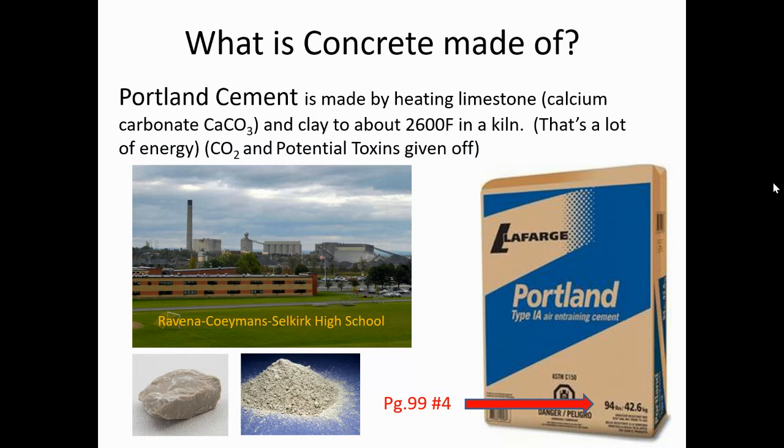So now we get to the ingredients. The main ingredient, the secret ingredient to concrete is Portland cement. Portland cement is made from limestone, which is a rock. What they do is they grind up that rock really small, and they heat it up in a kiln, and it takes lots of energy to do that. So this is not necessarily a green building product because it takes so much energy to make the cement, and it also gives off some potential toxins.